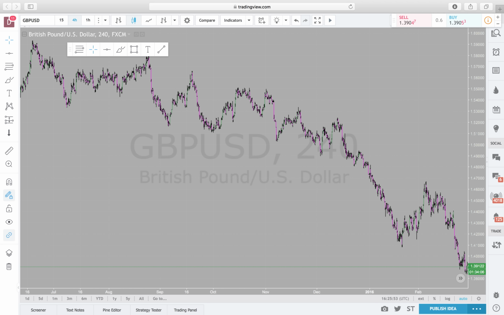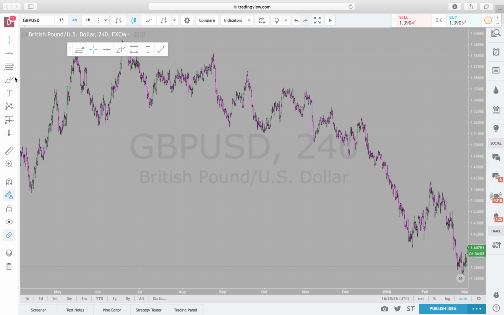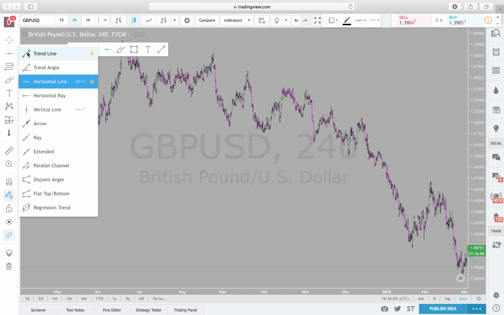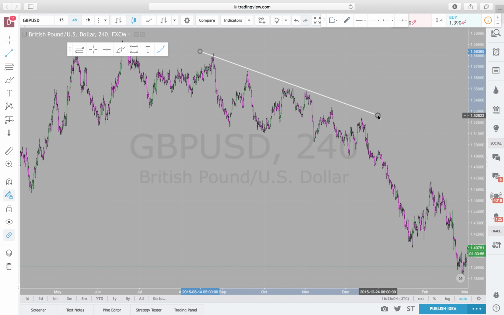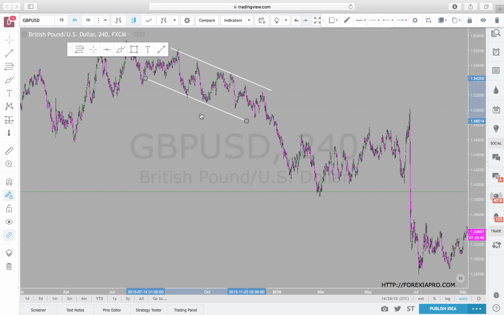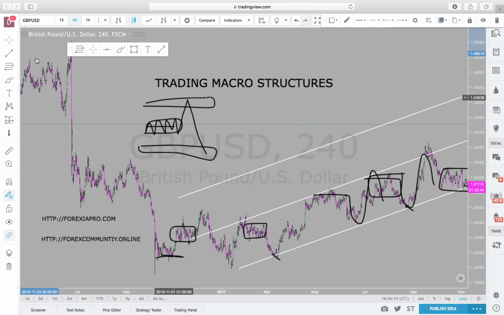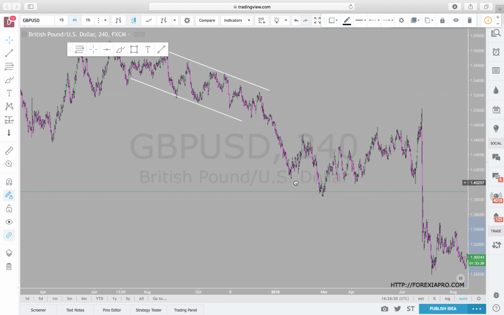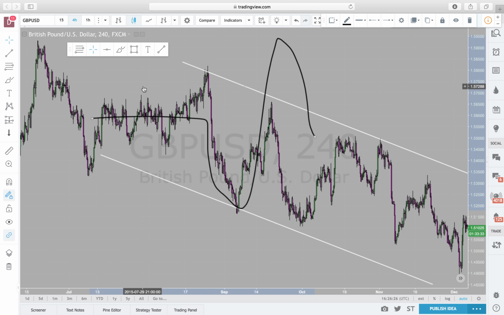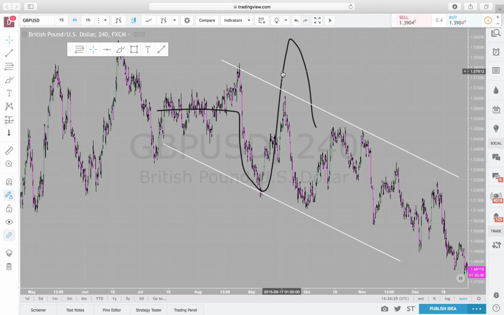And the same thing goes for a downtrend, you guys. So, if we look at this downtrend here, it's basically the same structure playing out over and over and over. That one's a little big, but you get the point.